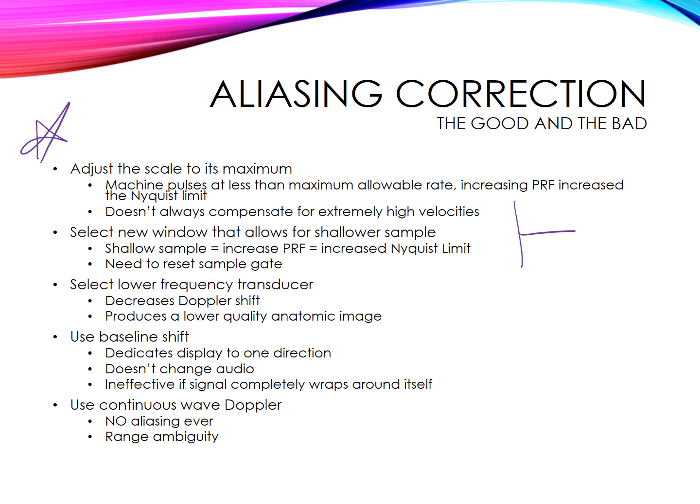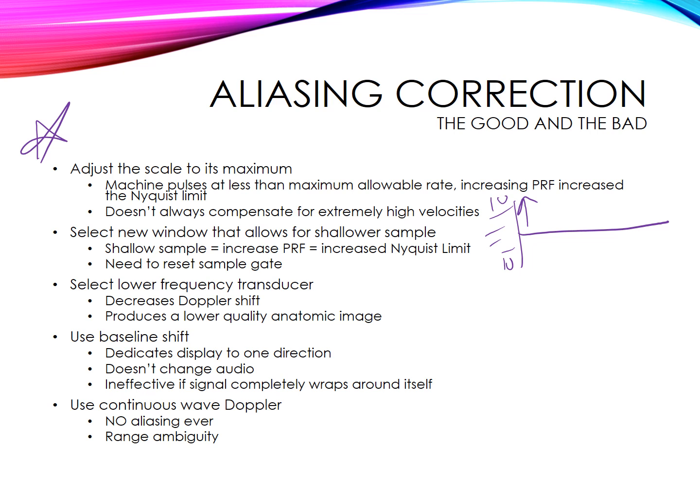So when you have your spectral tracing on the bottom and we have our numbers over here, we can increase our PRF or increase our scale, and that'll help to increase our Nyquist limit. The problem with it though is that it doesn't always compensate for extremely high velocities. At some point we're going to max our machine out, and if our velocities are even higher than that, then we're out of luck with increasing that Nyquist limit.